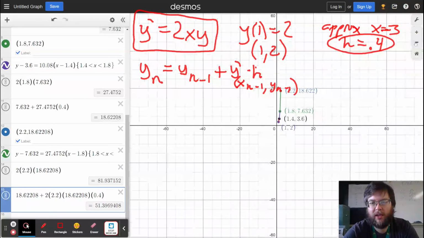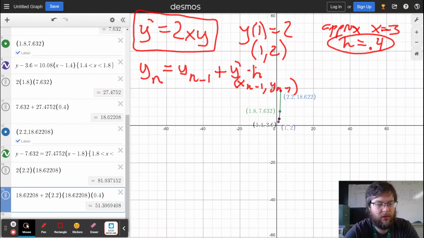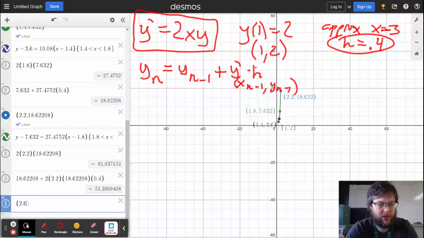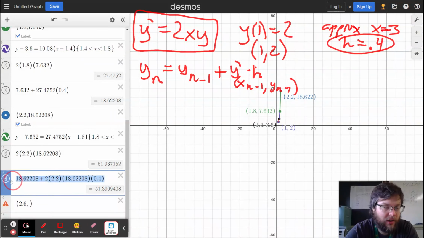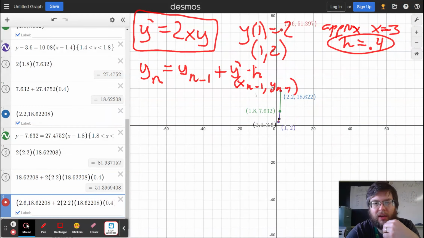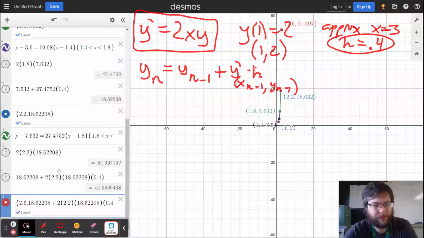We are skyrocketing here. Okay, so we are going to have a new y value of 51. And so we're now at the point 2.6, comma, all of this stuff. Oops. Let me see if I can grab it. There we go. 2.6, comma, all of this stuff. We can label that. Great, you can see it's right there.